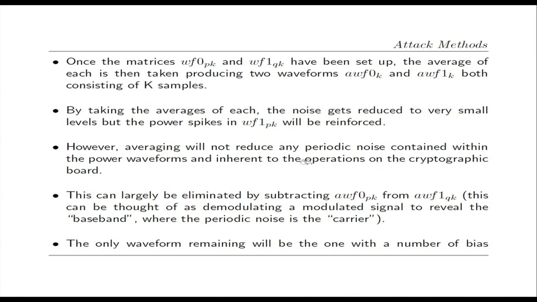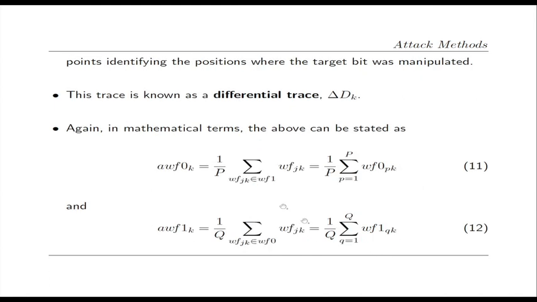However, averaging will not reduce any periodic noise content within the power waveform that is inherent to the operation of the cryptographic board. This can largely be eliminated by subtracting the average of Af0 from the average of Af1. Then the only waveform remaining will be the one with a bias point at the position where the target bit is manipulated. This trace is known as the differential trace, denoted by delta dk.